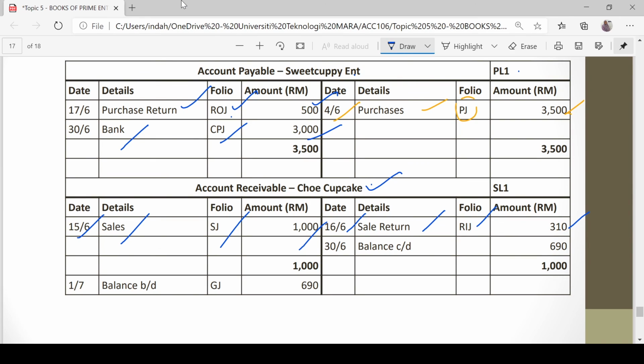It's just that the way we present is different now, because you have been introduced to different types of journals and different types of ledgers, and how you push from the journal to the ledger, compared to having only the general journal like last time. All right, that's all for topic 5. Thank you.